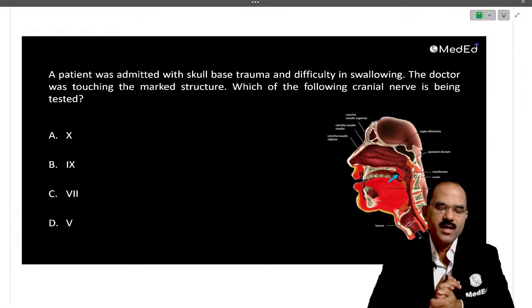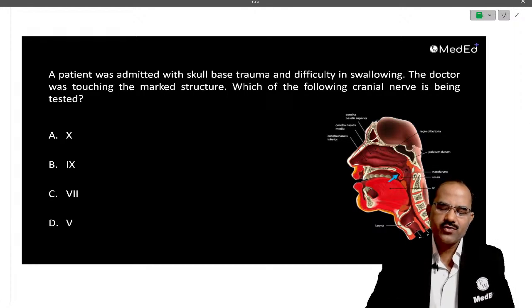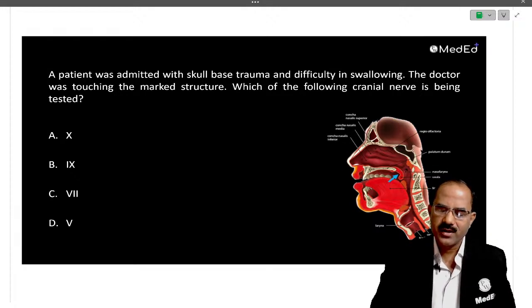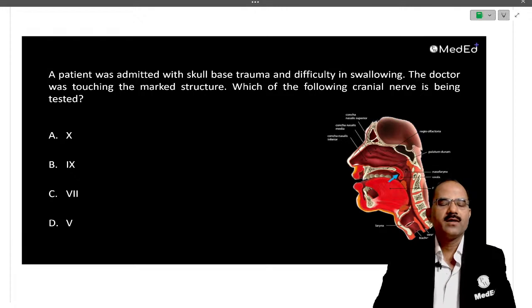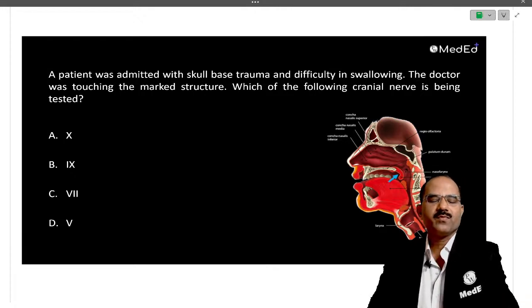Answer this. A patient was admitted with a skull-base trauma and difficulty in swallowing. The doctor was touching the posterior pharyngeal structure. Which of the following cranial nerves is being tested? Any guesses? What is the answer for this?